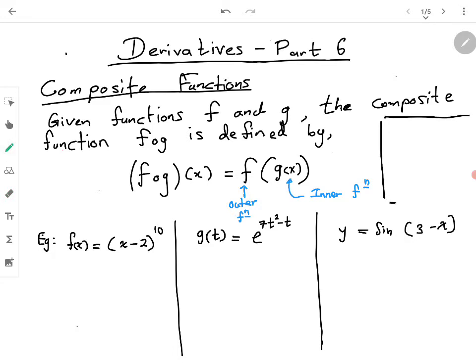So for example, if I wrote g circle f, then the outer function is g, the left hand side function, and the inner function is f because it's the right side function. Okay. So similarly, you can define f circle f. So here the outer and the inner functions are both f. So these types of functions are called composite functions. And to differentiate these types of functions, we use the chain rule.